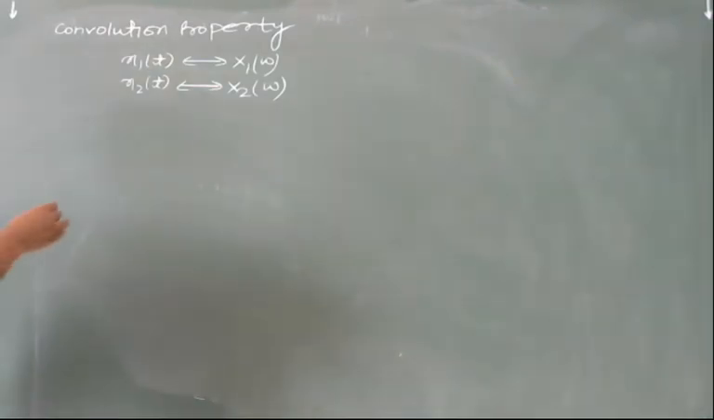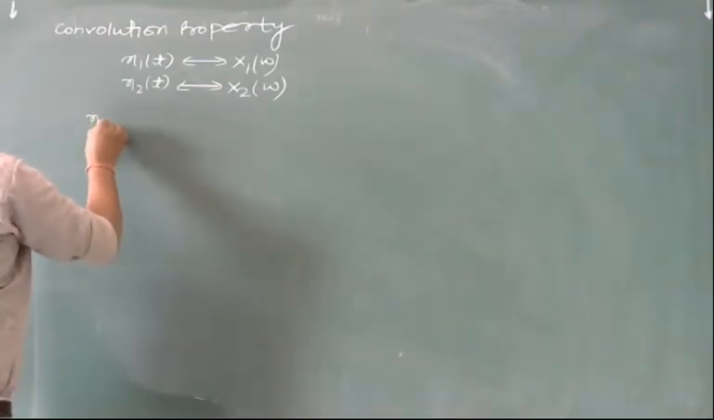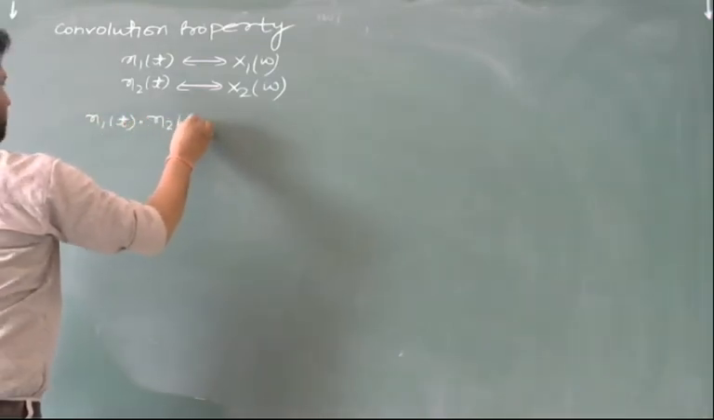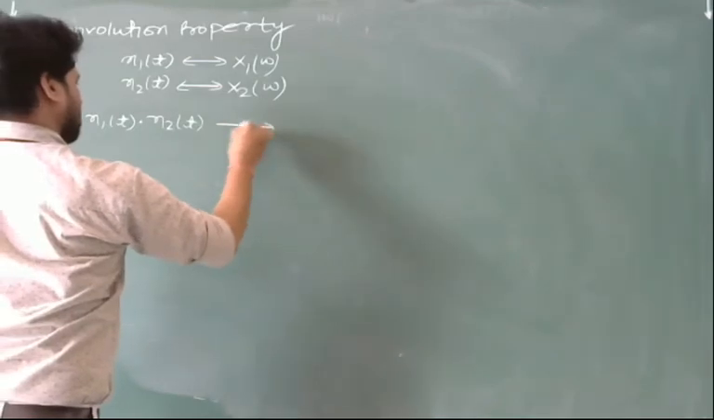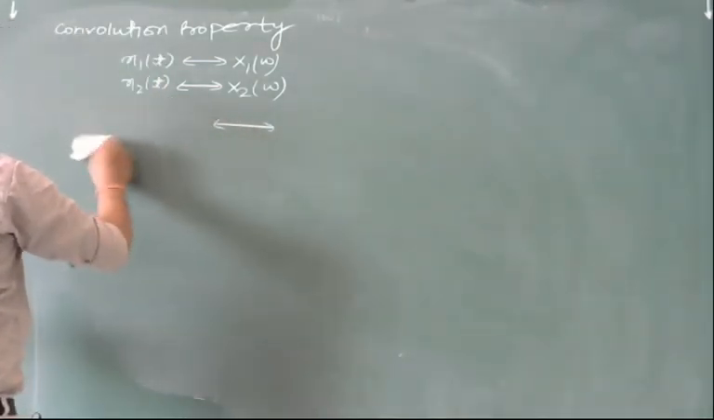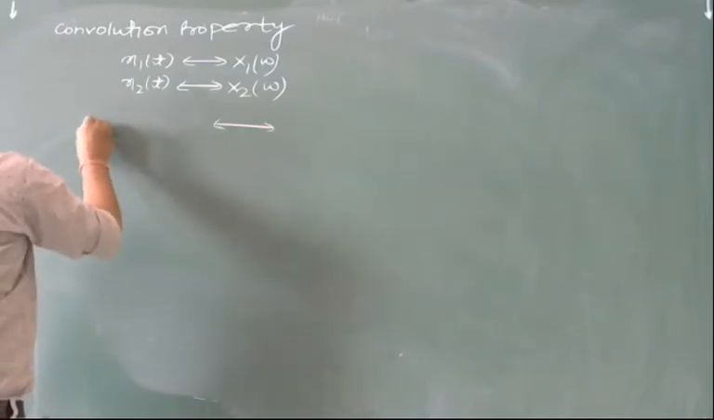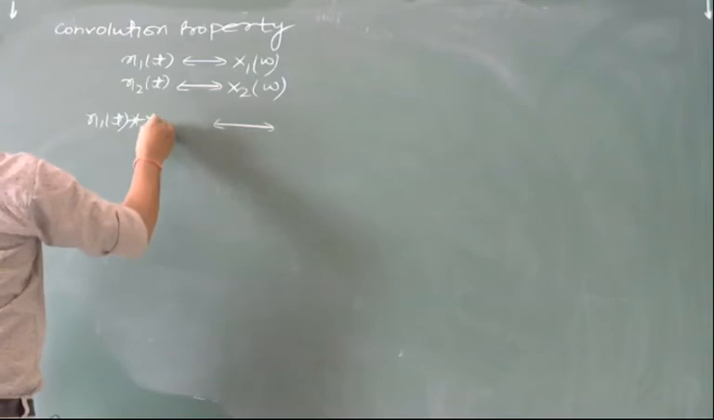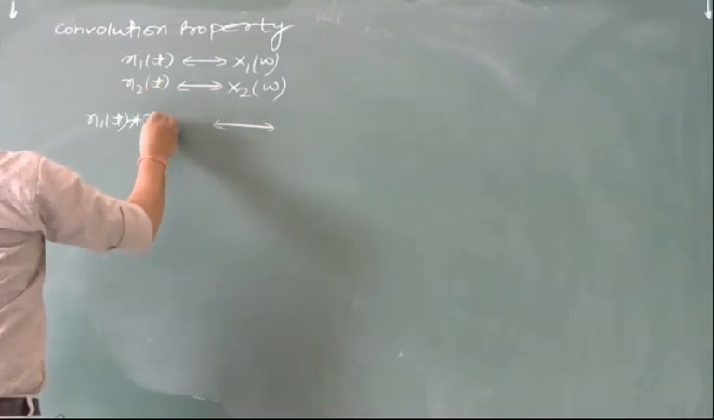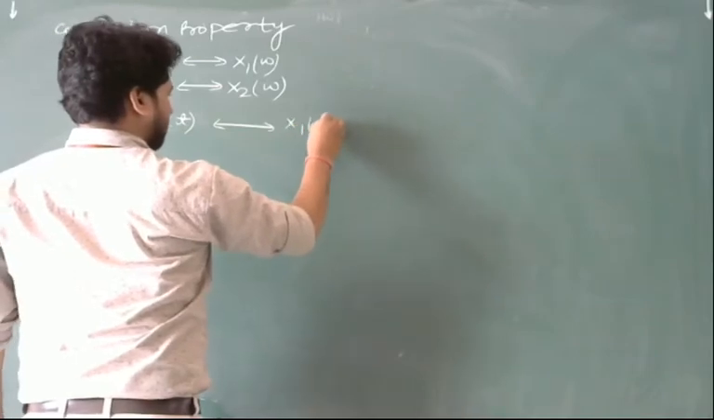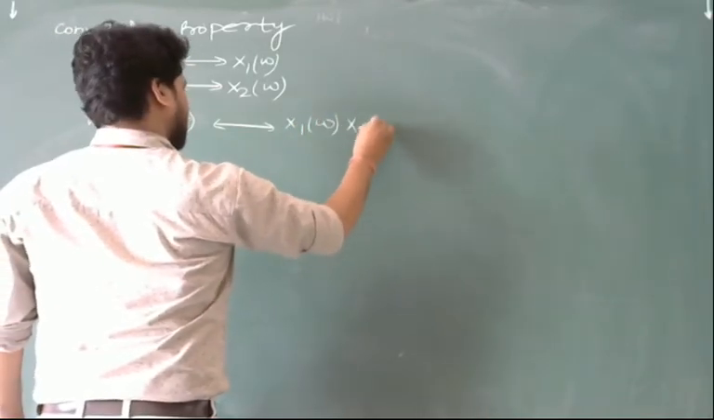the Fourier transform of the signal x1(t) convolved with x2(t) will give, note, this is the convolution property. It means that the Fourier transform of the signal x1(t) convolution with x2(t) will give X1(omega) into X2(omega).